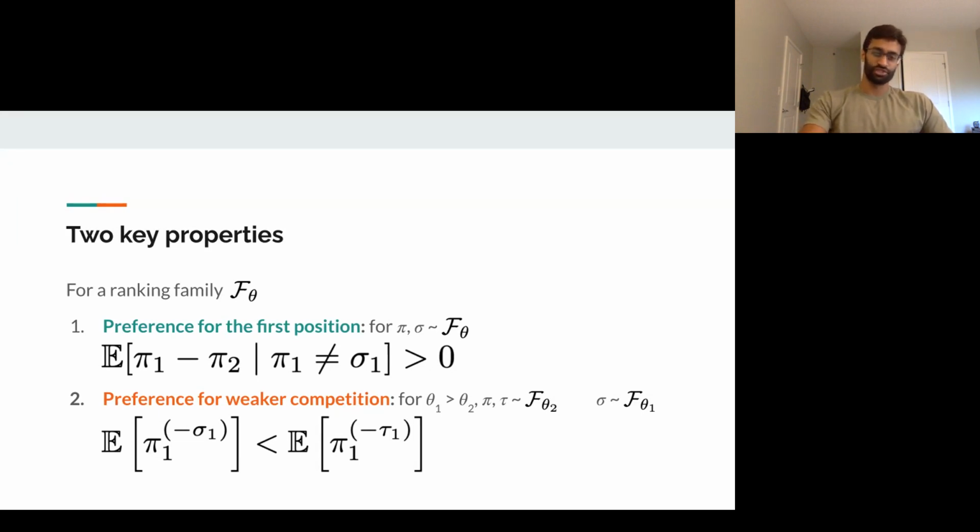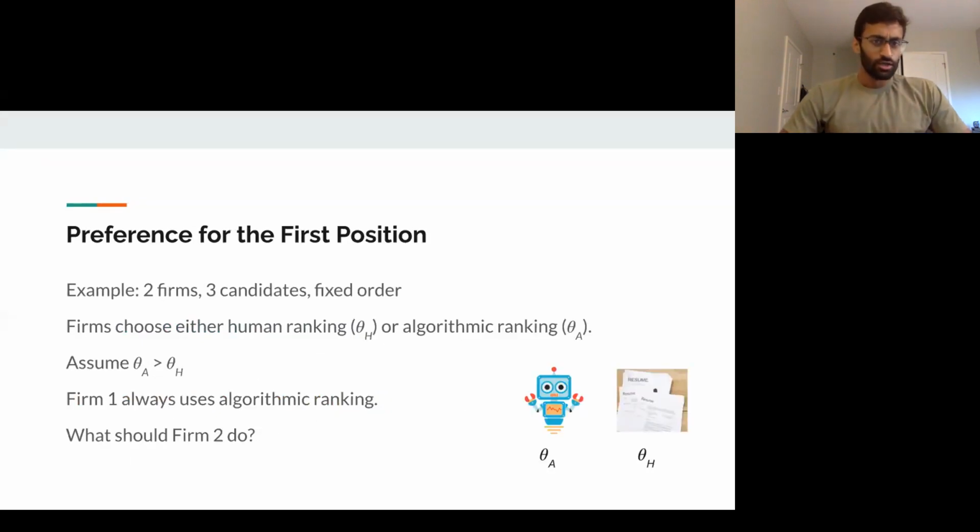This preference for the first position, though, let me try to give you a little bit of intuition for when that might even be true and what that would imply. I'll give you a concrete example. Let's say we have two firms and there are three candidates and we're hiring in a fixed order. The firms get to choose, as before, between getting this human ranking or an algorithmic ranking. And we'll assume that the algorithm is more accurate than the human. So what should these firms do? Well, the first firm should always use the algorithm because it is more accurate.